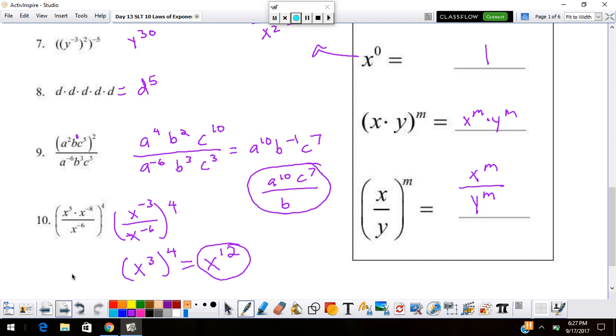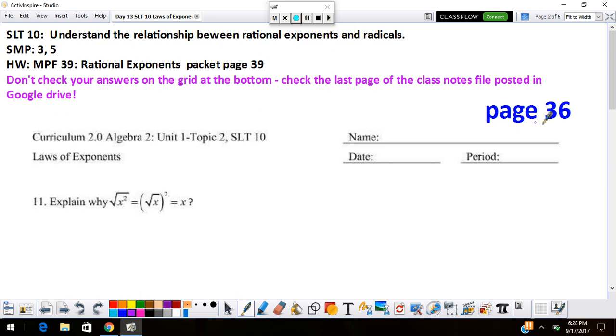Uh-oh. There it goes. So everyone go ahead and flip to page 36. We're going to talk about the laws of exponents and how they relate to inverses and also to radicals. So it says explain why the square root of x squared is equal to the square root of x all squared, and this is all equal to x.